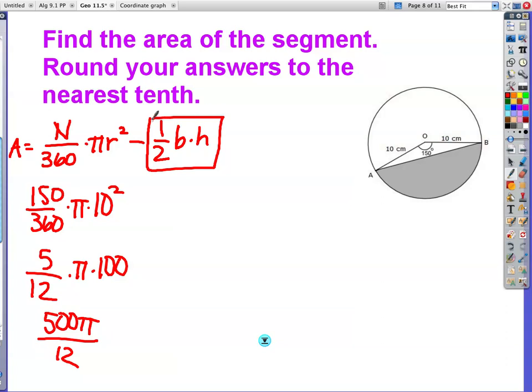1/2 base times height. Let's redraw this triangle a little bit bigger here. I have 150 degrees divided in 2 parts, so 75, 75, and this is going to be a 10 out here. This will be a 15, because this will be a right angle, so 75 and 15 is 90. And that gives me the 180 degrees. What I need to figure out, actually both things, I need to figure out this dotted line, and I need to figure out this base here as well.